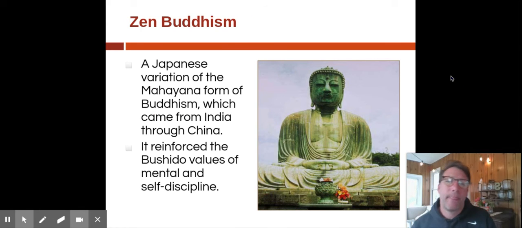Buddhism in Japan, as I mentioned before, also comes to Japan through the Korean Peninsula and China. In Japan, it's going to mix a little bit with Shinto, and we're going to have a practice called Zen Buddhism, which is a distinct version of Buddhism. It's a variation on Mahayana Buddhism, which is the non-monastic form of Buddhism.